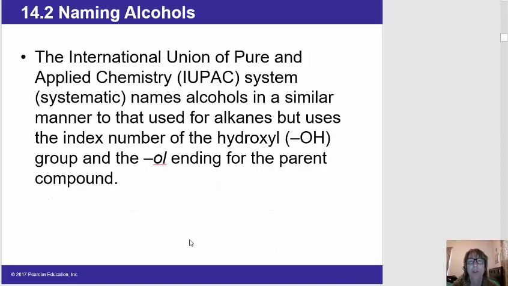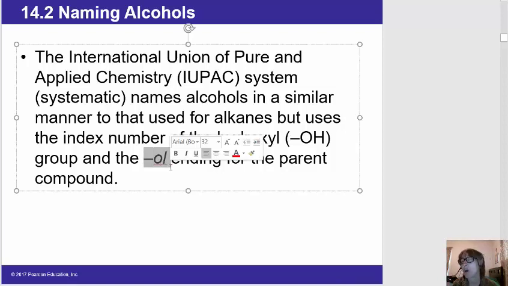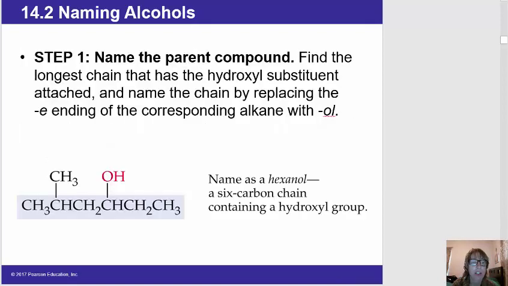Now the IUPAC nomenclature system names alcohols in a way that's very similar to naming alkanes. However, while alkanes always end in -ane, alcohols will always end in -ol. And then we always give the hydroxyl carbon the lowest possible number, and when we determine the longest chain, that hydroxyl group must be in that chain.